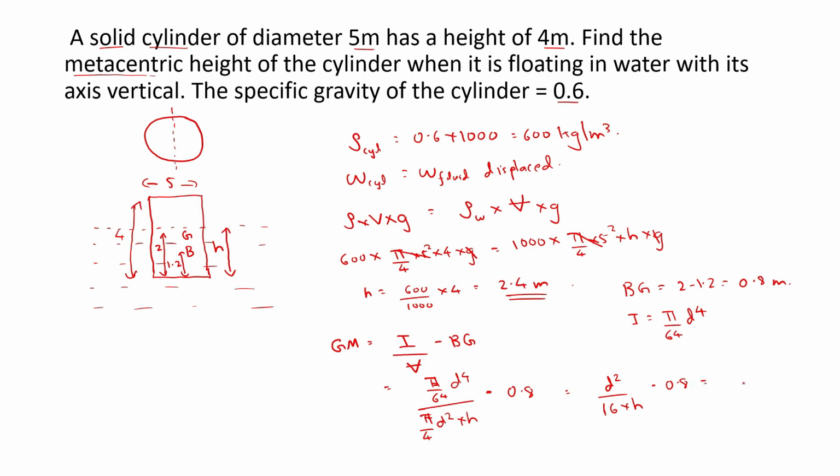And d square is 16. So it is 16 divided by 16 into h, which is 2.4, minus 0.8, and this is equal to, you will get it as minus 0.38 meter. You are getting a negative value for metacentric height. So metacentric height is equal to minus 0.38, which is less than 0. That means the metacenter is below the center of gravity and the body is unstable. That is what you can infer from this value.